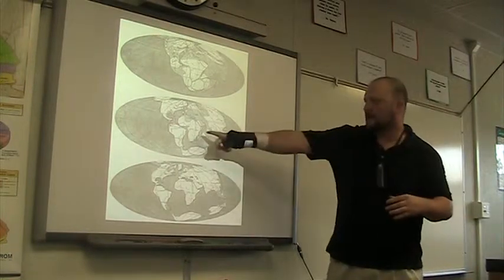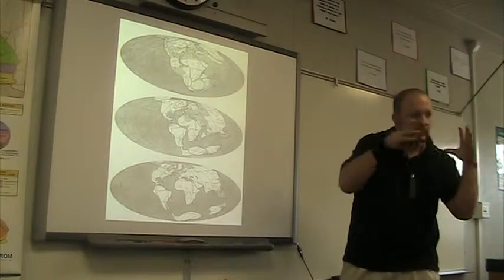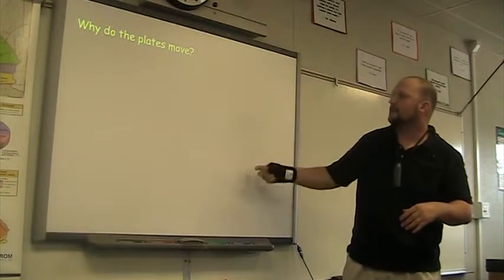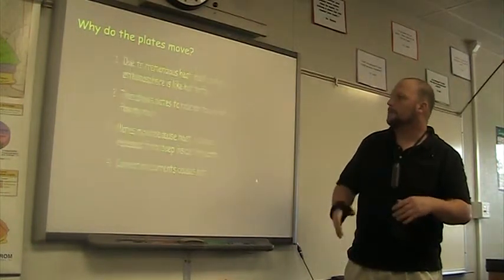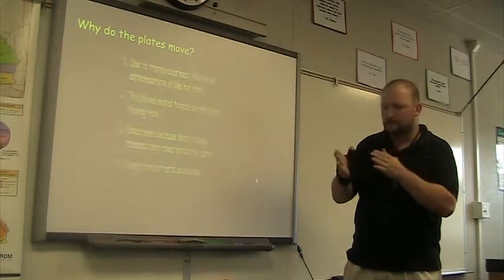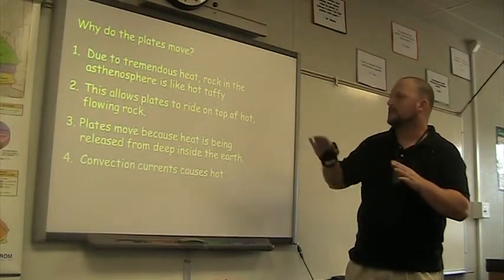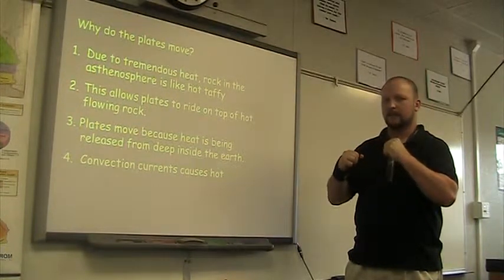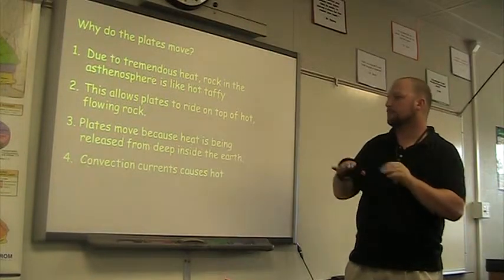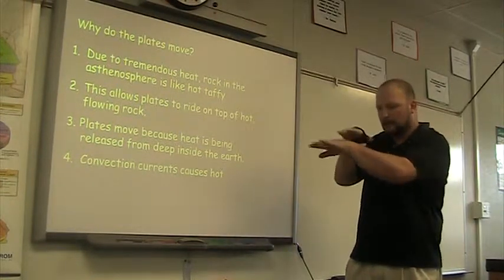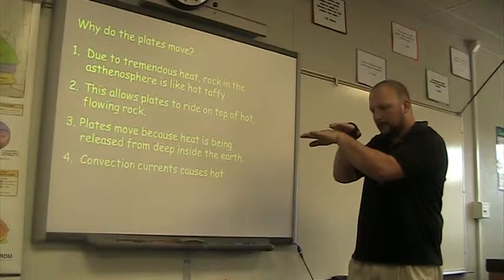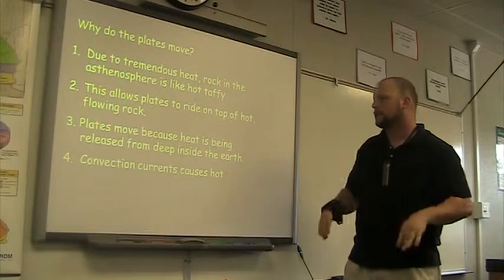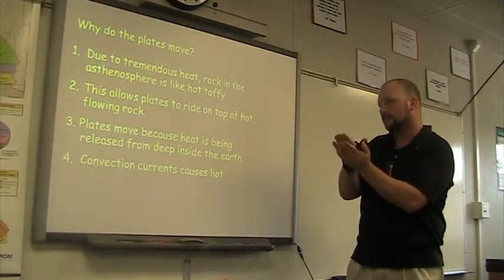Okay, and then you've got your differentiation. It's starting to spread apart. You see this? There's this little gap here. So why do these plates move? Well, due to the tremendous heat. So much heat caused by these frictions. Rocks in the asthenosphere are like hot taffy, so it's very, very viscous and it moves along. This allows plates to ride on top of this hot flowing rock. You've got this lower plate here, this upper plate here, and it just slides along because of how the asthenosphere is.